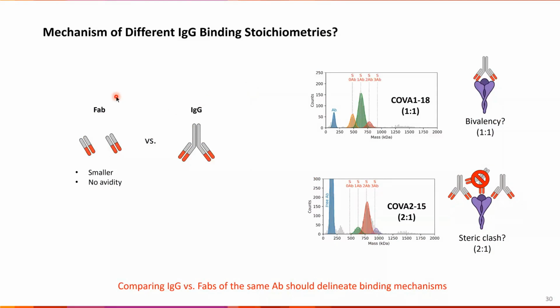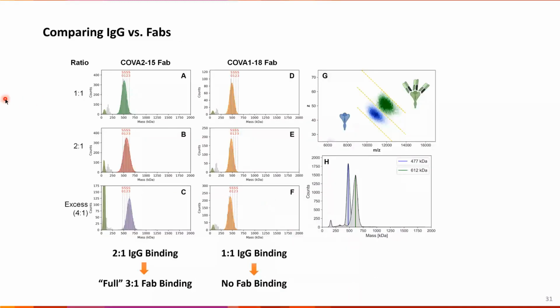So to look into this, we thought it'd be a good idea to actually return to the Fabs that are commonly used in structural biology. They're quite a bit smaller than the IgGs, like I mentioned. So if these lower stoichiometries are because of steric clashes, well, we would be able to tell these. And because these Fabs can't bind bivalently, if we saw lower binding with the Fabs, that would also tell us something. So essentially, we thought that comparing these two formats should help us delineate some of these binding mechanisms. So that's exactly what we did.